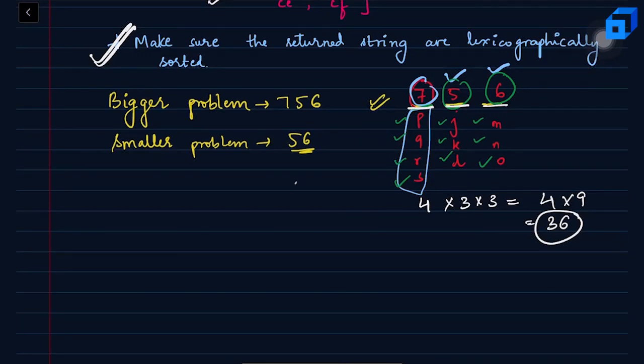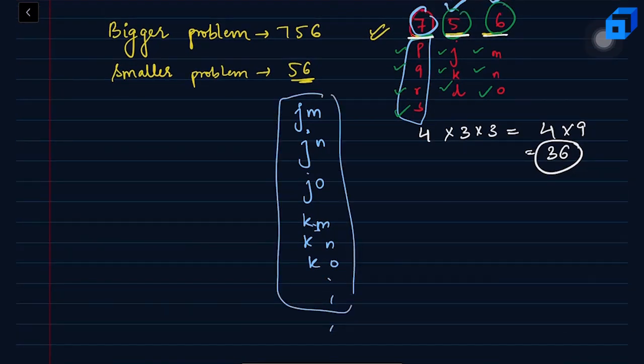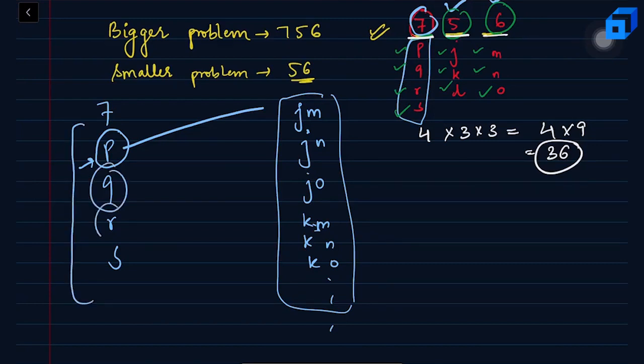So what could be some of the possible combinations? I could have JM, JN, JO, then KM, KN, KO and similarly. Now I have the solution for 5 and 6 and somehow I need to use that solution to build the answer for 7, 5 and 6. I know for 7 I have P, Q, R and S. Can you observe here that by just concatenating P in front of all the combinations for 5 and 6, I can easily get combinations for 7, 5 and 6? And I can follow the same process for the rest of the characters as well.